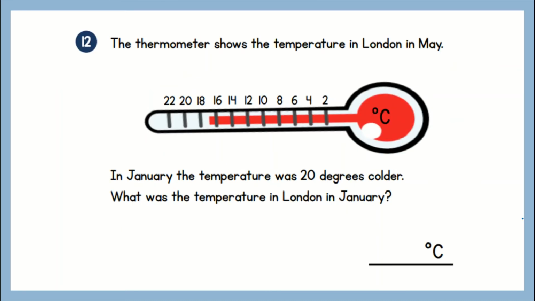Question 12. The thermometer shows the temperature in London in May. In January, the temperature was 20 degrees colder. What was the temperature in London in January? So on the thermometer, it shows that the temperature is 17 degrees Celsius because it is between 16 and 18, that's 17. So it's 17 degrees Celsius now. But in January, it was 20 degrees colder, so we're going to minus 20 degrees. So the answer is -3 degrees Celsius.